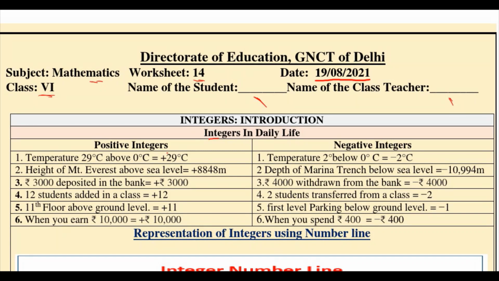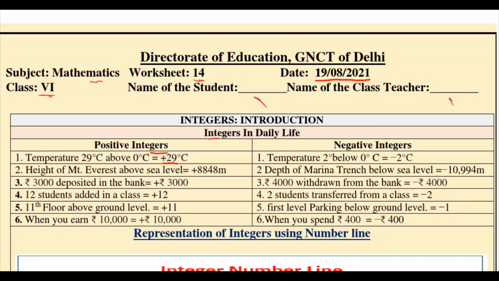First we read the examples given in positive integers. Number 1 is temperature 29 degrees Celsius above 0 degrees Celsius. So first you need to see what this is trying to say, that is temperature 29 degrees Celsius above 0 degrees Celsius. Okay. Now the temperature is above 0 degrees Celsius, that is, more than 0 degrees Celsius. So we have written 29 degrees Celsius for that.